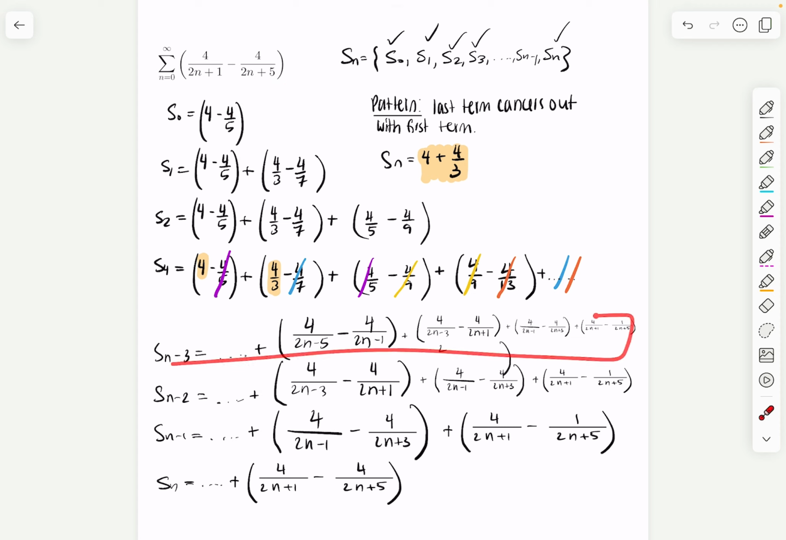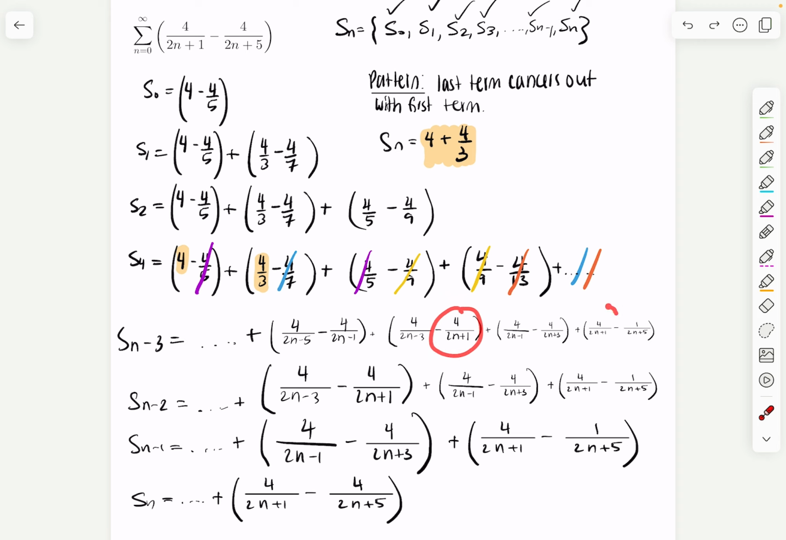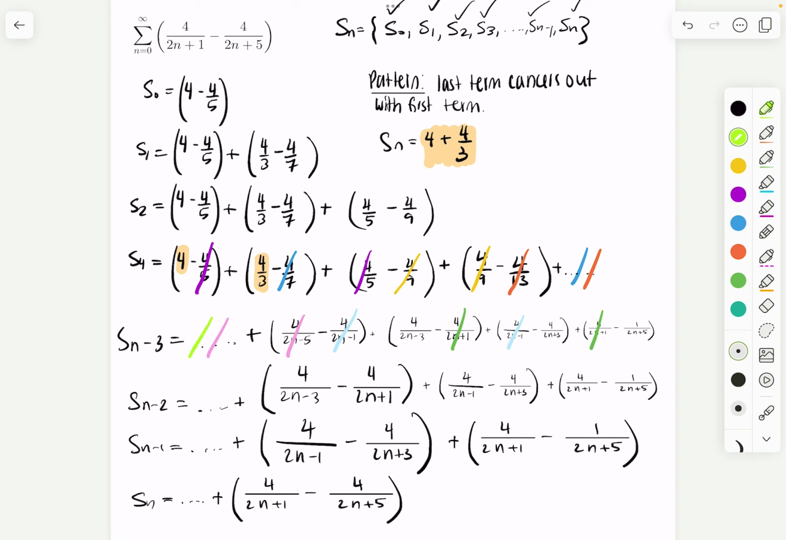And so now I look at my latest row, and I'm going to attempt to use my pattern. So the last term should cancel out with the first term. So here I see a minus 4 over 2n plus 1, and here I see a positive 4 over 2n plus 1. So again, a last term cancels out with the first term. And then here, last term cancels out with the first term. And then following the same pattern, there will be a last term over here somewhere in like the s sub 5 until s sub n minus 4 that will cancel out with the first term over here. And there will be a last term over here that will cancel out with this first term over here.